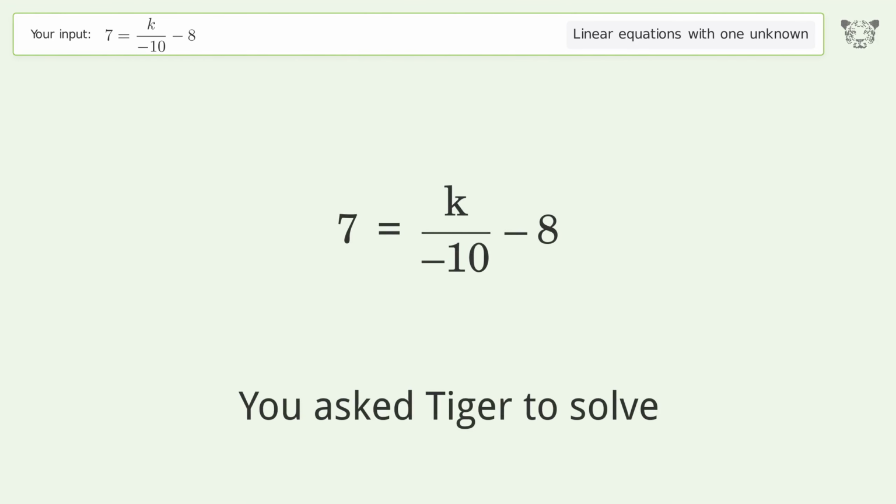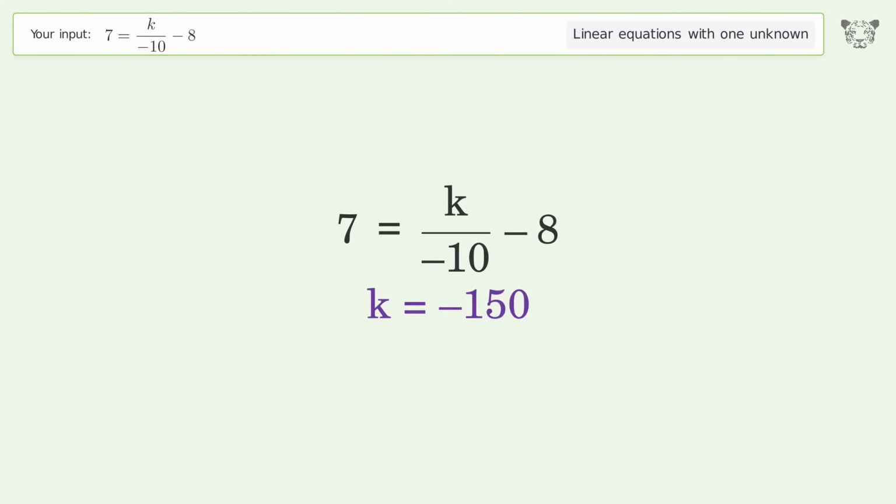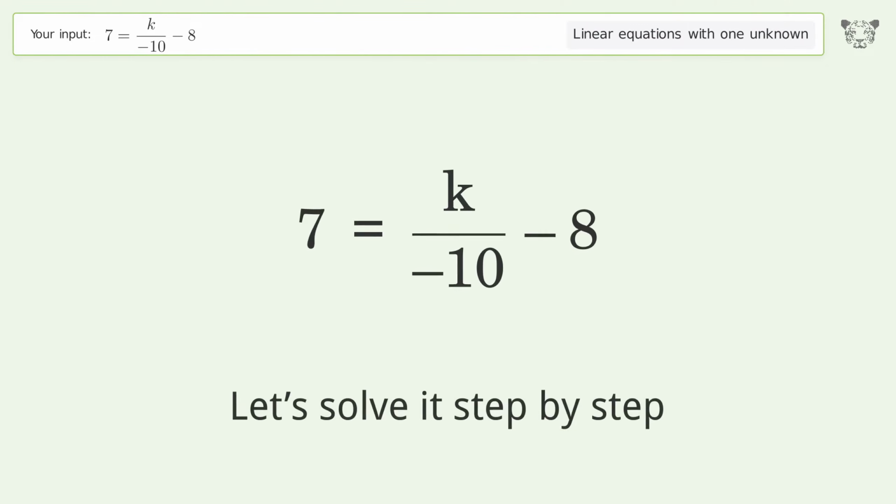You ask Tiger to solve. This deals with linear equations with one unknown. The final result is k equals -150. Let's solve it step by step.